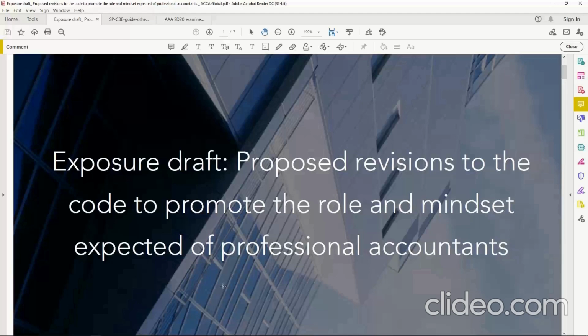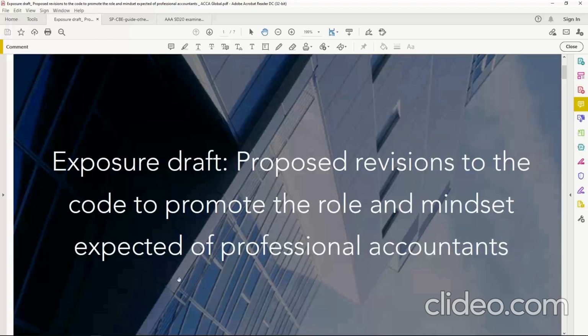Now, you all know professional accountant is a big term, right? Professional accountant even includes the auditors, and even includes all the accountancy professions. So this is a wide proposal promoting the role and promoting the mindset expected of a professional accountant. Now, what is in this proposal for a AAA student, and how a AAA student should look at this proposal for your exam perspective, and where you should be focusing on in this exposure draft?